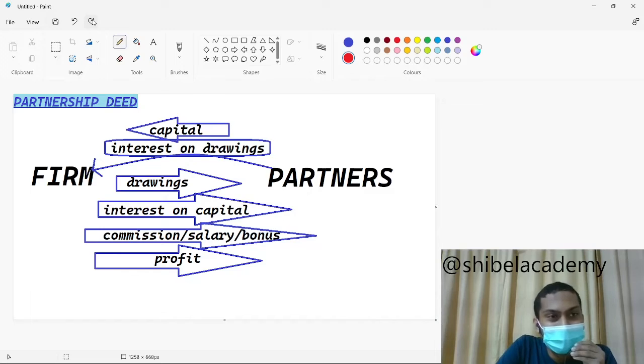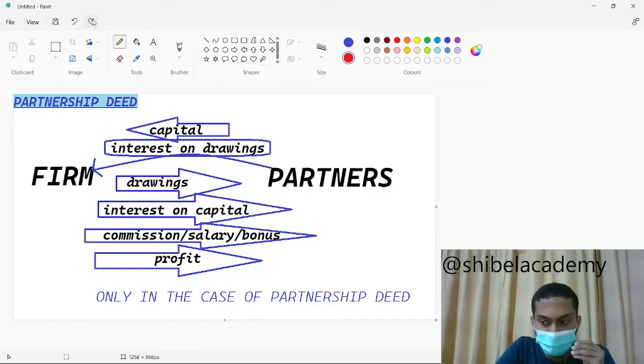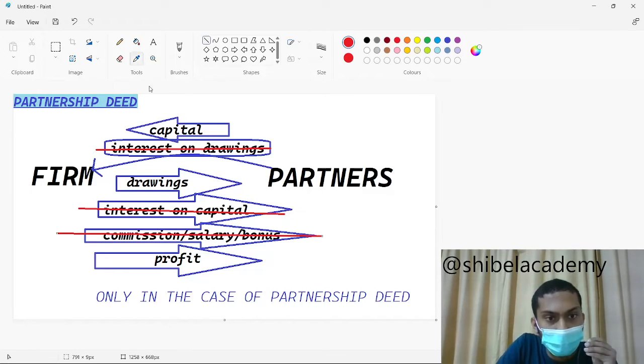Okay, so one thing to note is this is only in the case of partnership deed. Imagine partnership deed is not there. Okay, if partnership deed is not there, then there are 5 different conditions. First of all, interest on drawings will not be charged. Interest on capital will not be given. And things like commission, salary, bonus, that is also not given. And profits will always be distributed equally. And I just want to say it's not partnership. Okay, so profits will be distributed equally.